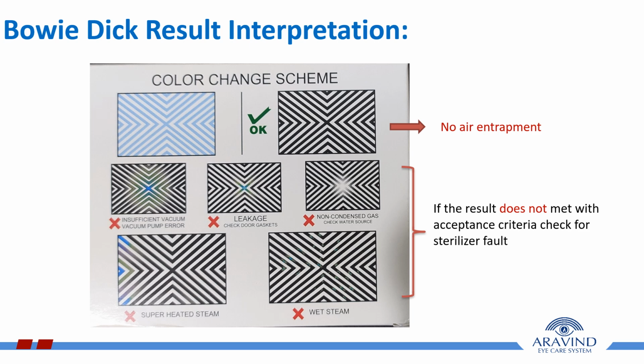If the color changes from blue to black with clear lines, it means there is no air entrapment and it indicates that the sterilizer functions properly. If the result does not meet the acceptance criteria, such as insufficient vacuum, leakage, non-condensed gas, superheated steam, wet steam, etc., we need to check the sterilizer fault and the issue has to be rectified.